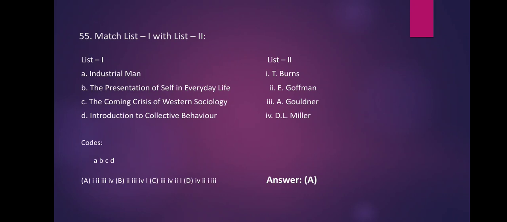Match list first with list second. Industrial Man is related with T. Burns. The Presentation of Self in Everyday Life, E. Goffman. The Coming Crisis of Western Sociology, A. Gouldner. Introduction to Collective Behavior, D. L. Miller.